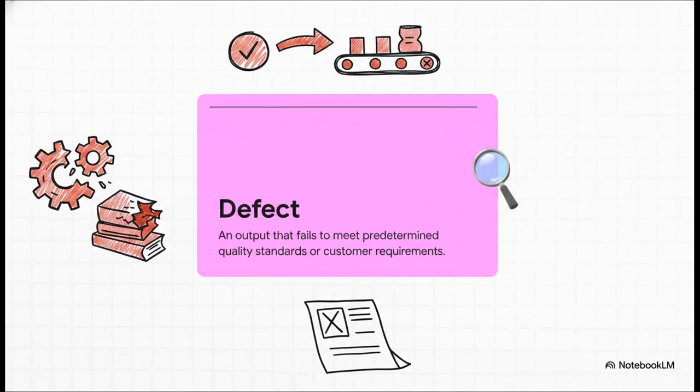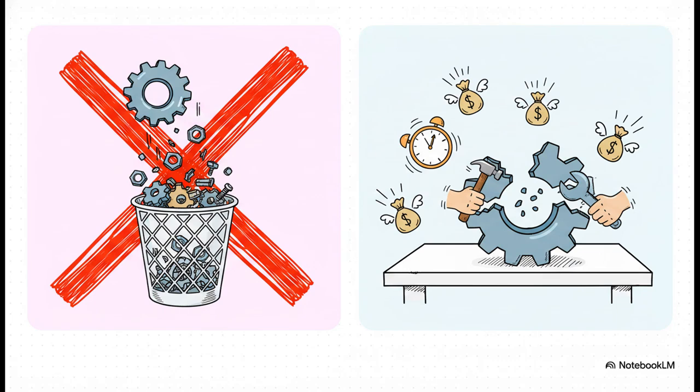So, what are we really talking about when we say defect? In the lean world, it's any output, any at all, that fails to meet the standard. And this isn't just about a faulty part on an assembly line. It could be a blueprint with a wrong measurement, or even just an invoice with the wrong number. If it wasn't done right the first time, it's a defect. Simple as that.